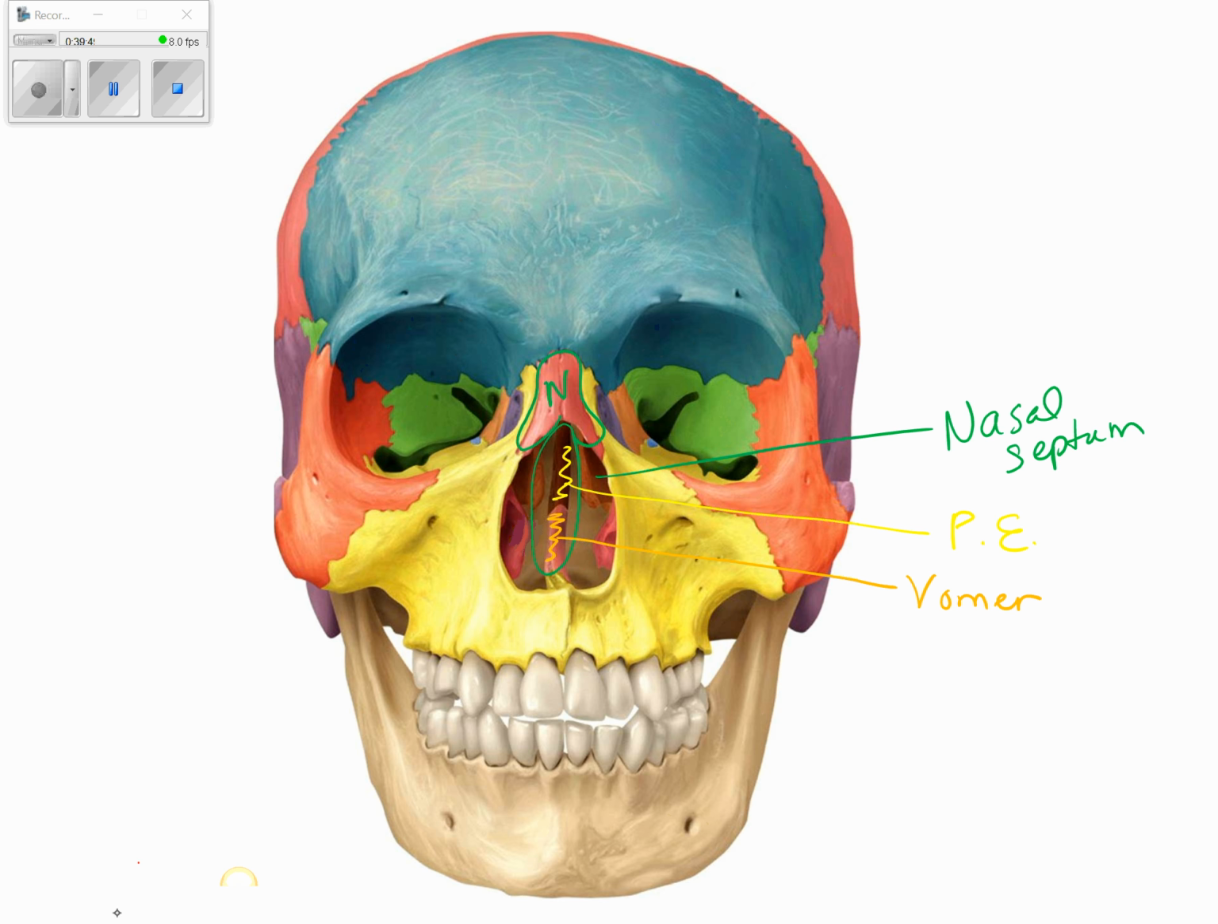We also talked about the nasal conchae. So right here shows you the conchae bones.